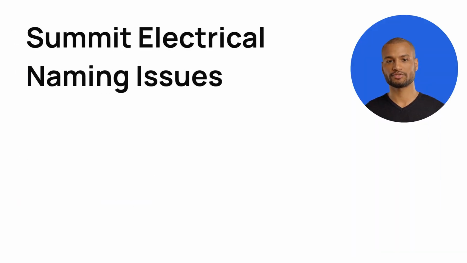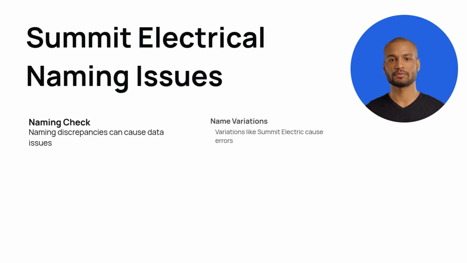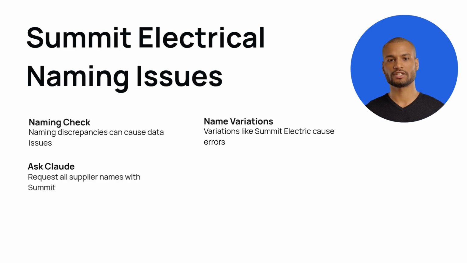If no row appears for Summit Electrical, check for naming discrepancies first. Variations such as Summit Electric can cause processing errors. Ask Claude to list all supplier names containing Summit. Then confirm that only the correct supplier row is processed.